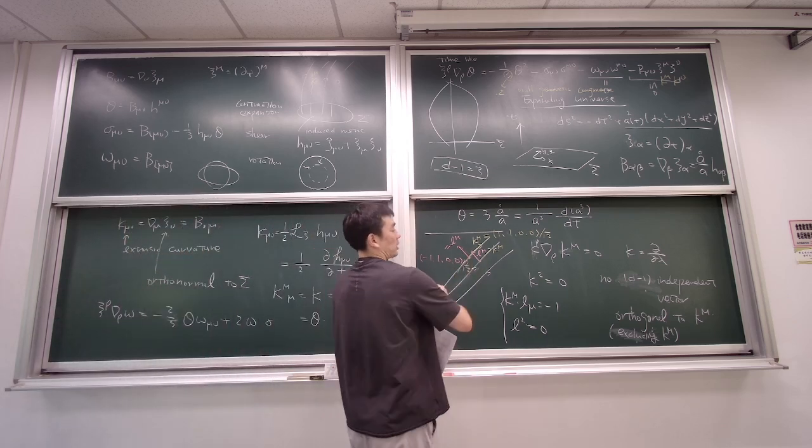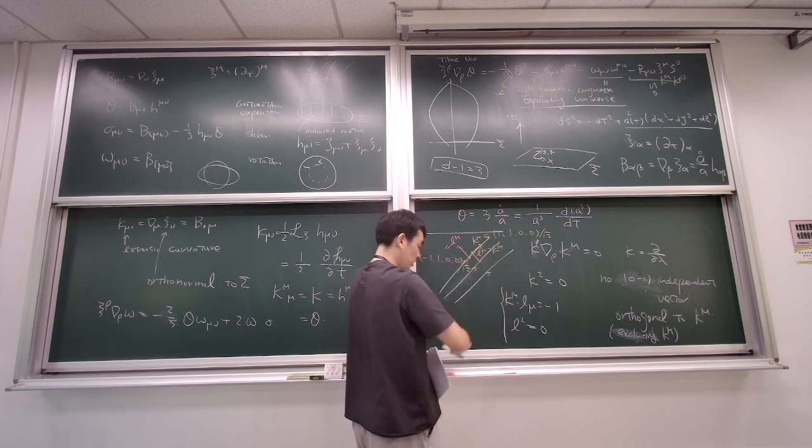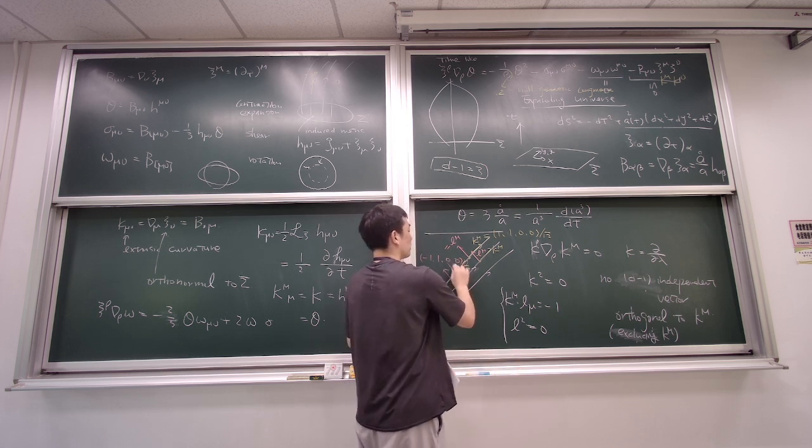Then you just do the parallel transport of l mu along this null geodesic congruence. So you can have a vector field, like this kind of vector field, l mu.